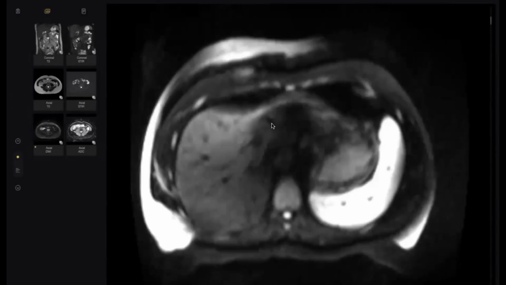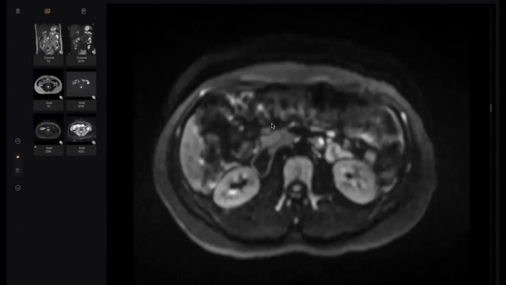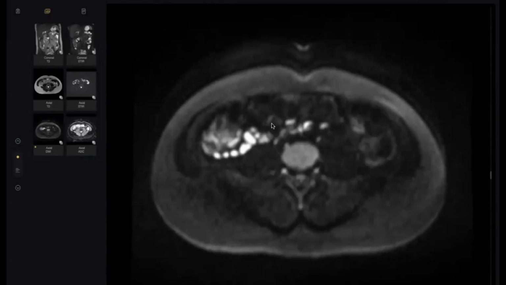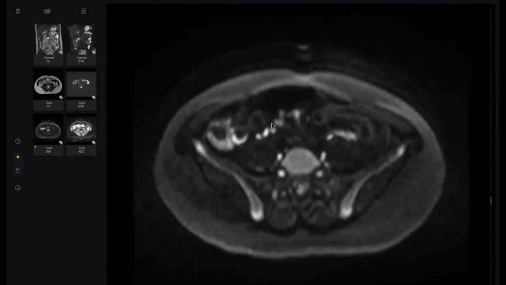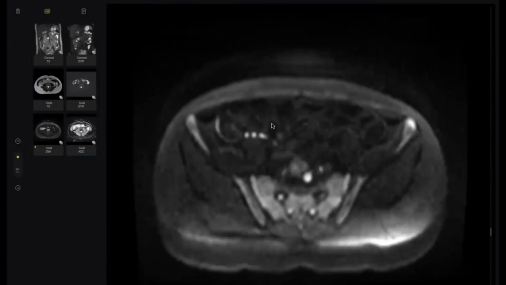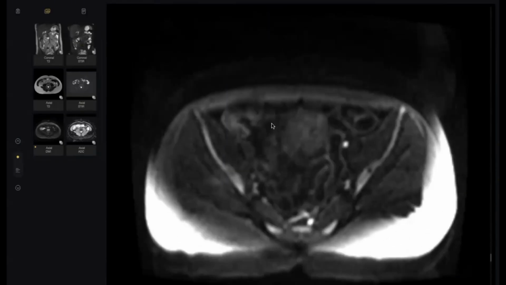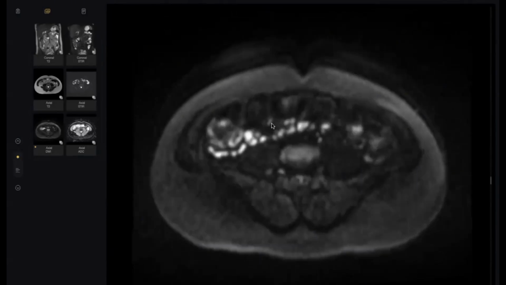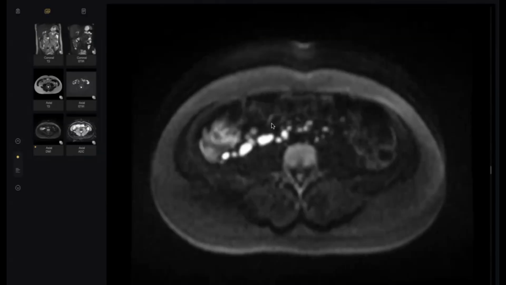Okay. This is a diffusion weighted image, and I can see that there is a diffusion restriction in the right iliac fossa and mid-abdomen. There are multiple nodes, and these are likely the mesenteric nodes which are inflamed. The cecum is also showing restriction.